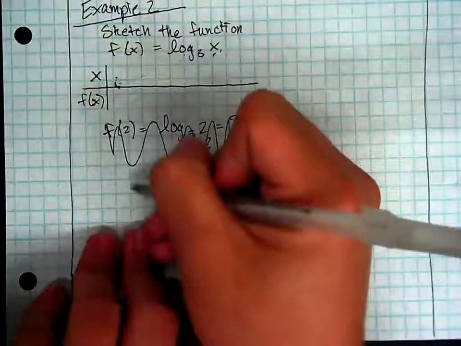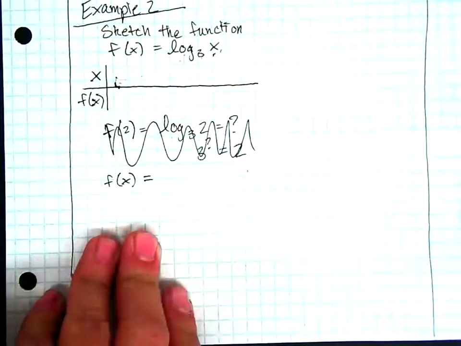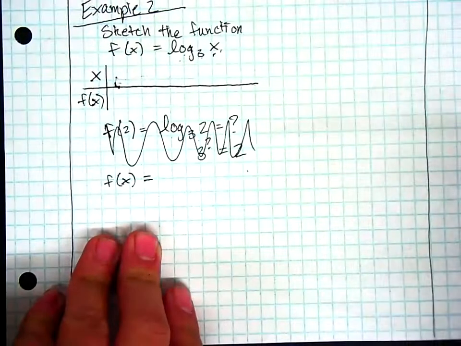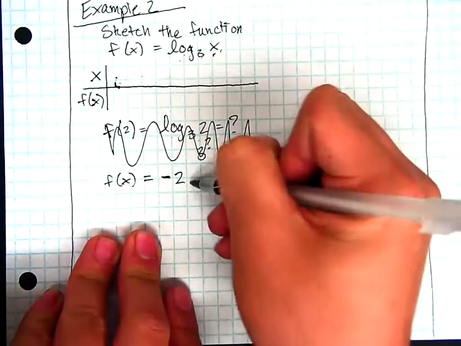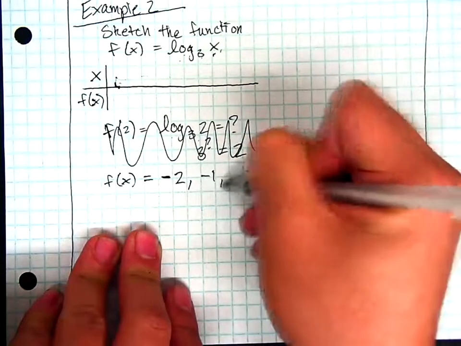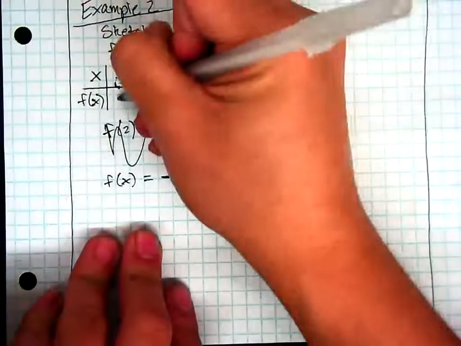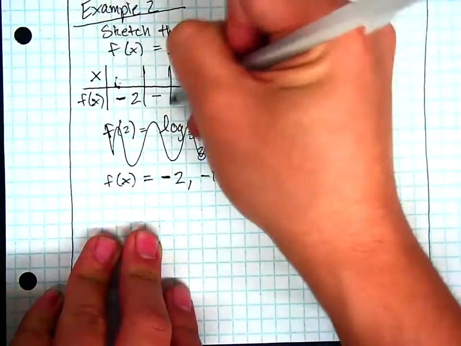So rather than doing all that, I'm going to go ahead and set f of x equal to something. And the numbers I'm going to choose are actually going to be the same ones that I chose earlier for my x's. So I'm going to choose -2, -1, 0, 1, and 2. Let's go ahead and see how we can do that. I'm going to set this up first.